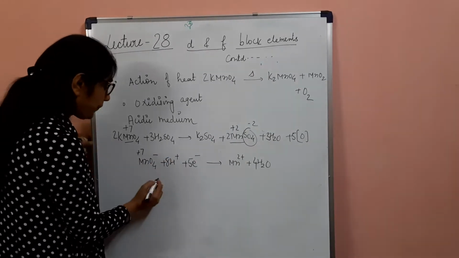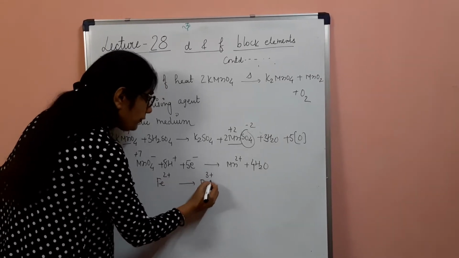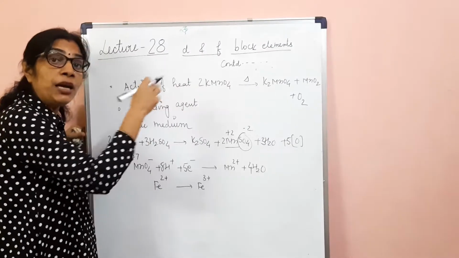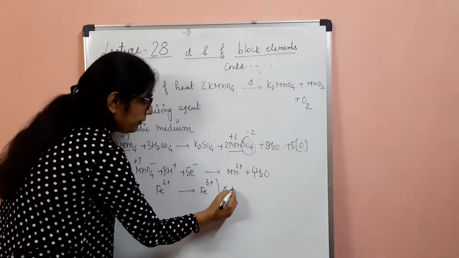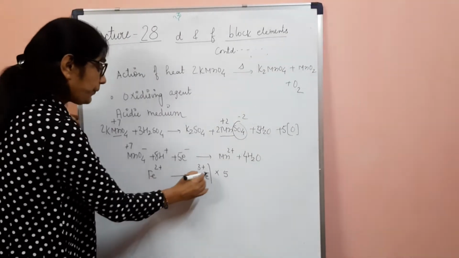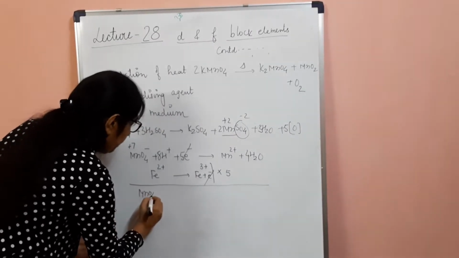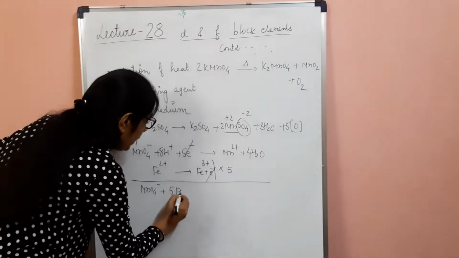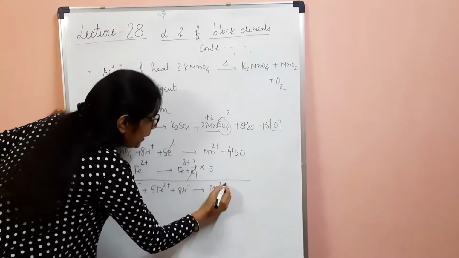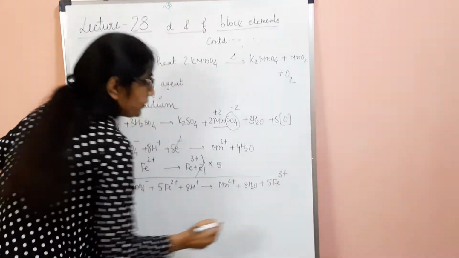Let's see the example as we have seen during potassium dichromate also. Ferrous to ferric. There 6 electrons were there, but here 5 electrons. In that case we had multiplied with 6, but here we need 5, because ferrous to ferric is loss of 1 electron. Then the electrons get cancelled, and the overall equation will be MnO4 minus plus 5 Fe2 plus plus 8H plus gives Mn2 plus plus 8H2O plus 5 Fe3 plus.